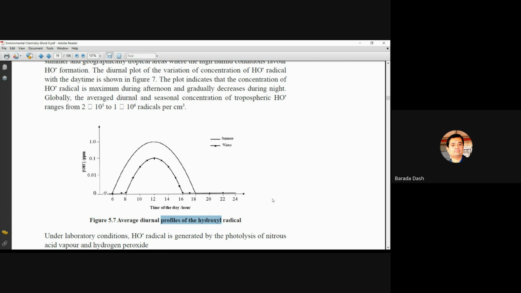At what point is there more hydroxyl radical in the atmosphere, and at what time is there none? It depends upon sunshine: as the sunshine increases, the formation of hydroxyl radical also increases, because more and more energy is coming from the sun during noon, 12 o'clock, 1 o'clock, 2 o'clock. At that time there is a lot of energy coming from the sun, and there will be a lot of hydroxyl radicals in the atmosphere.